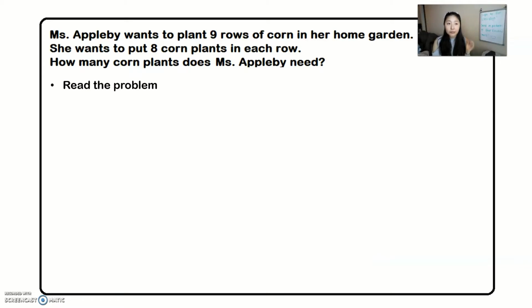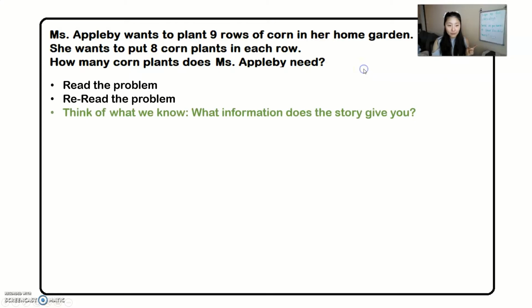You're going to read the problem. Miss Appleby wants to plant 9 rows of corn in her home garden. She wants to put 8 corn plants in each row. How many corn plants does Miss Appleby need? You're going to reread it with me. Ready? Miss Appleby wants to plant 9 rows of corn in her home garden. She wants to put 8 corn plants in each row. How many corn plants does Miss Appleby need? Good job. Now let's keep going.